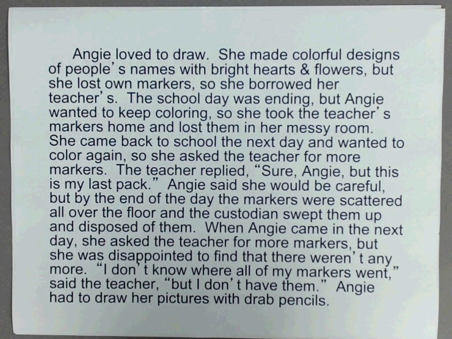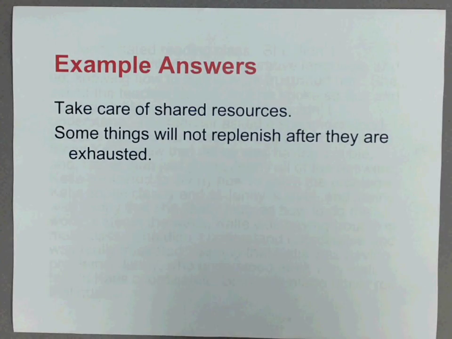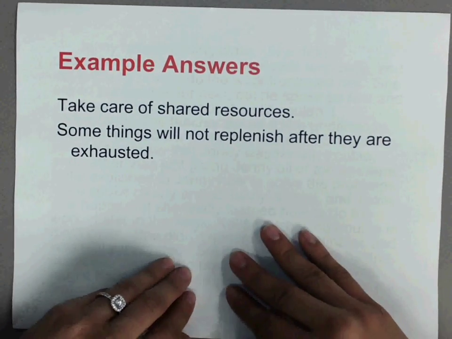Think of what we can learn from this story and write a sentence. So your theme could have been along the lines of, take care of shared resources, or some things will not replenish after they are exhausted.